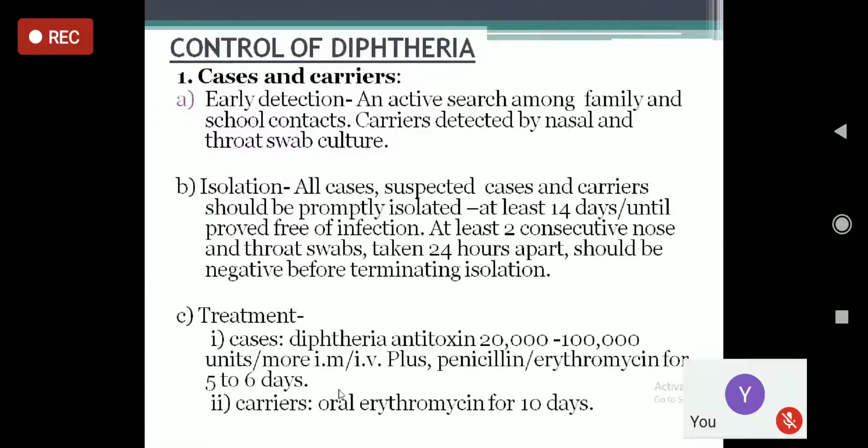Treatment for cases who have developed signs and symptoms: you have to give the diphtheria antitoxin, because toxin has produced those signs and symptoms. How much? 20,000 to 1 lakh units or more, intramuscularly or intravenously. Along with the antitoxin injection, you have to give penicillin or erythromycin for 5 to 6 days. For carriers, after doing the swab test, if they come out positive, we have to give erythromycin tablet for 10 days. No antitoxin should be given to carriers.